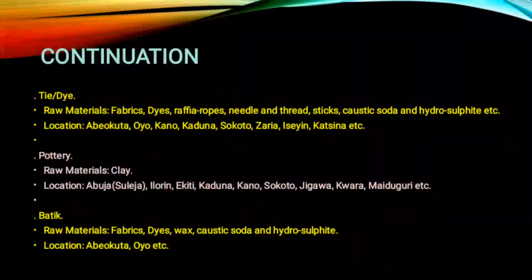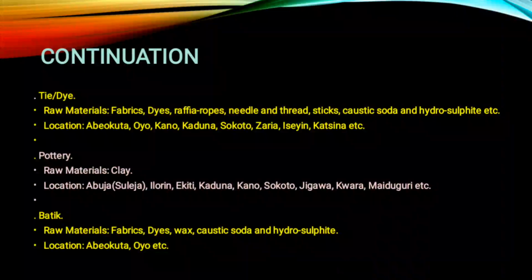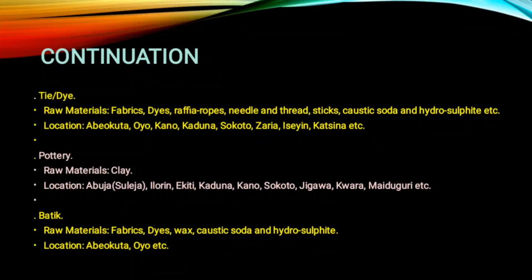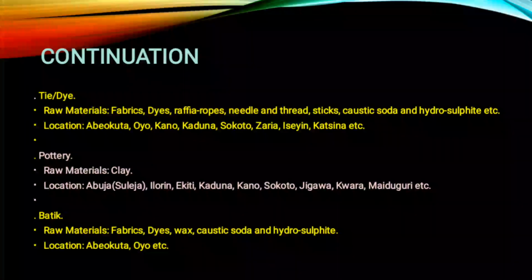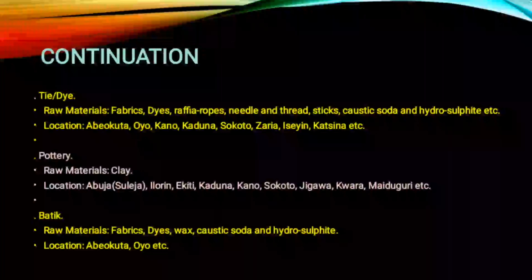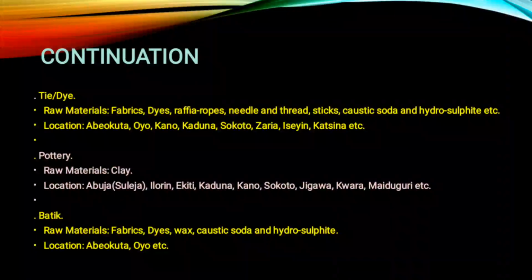Then we have pottery. The raw material for pottery is clay. The locations for pottery are Abuja, where Suleja is a place in Abuja, then Ilorin, Ekiti State, Kaduna, Kano, Sokoto, Jigawa, Kwara, and Maiduguri, etc.